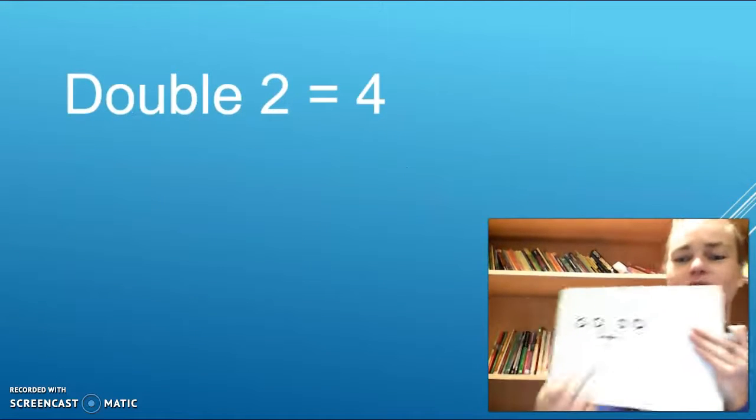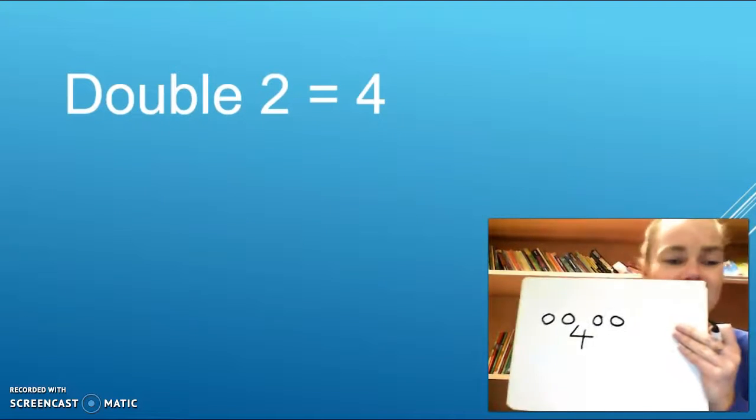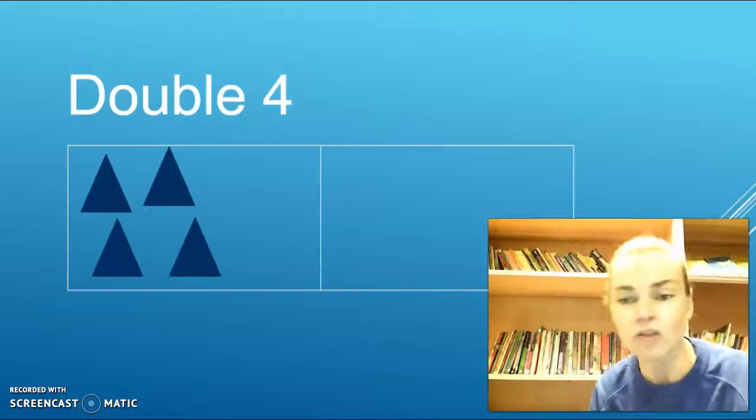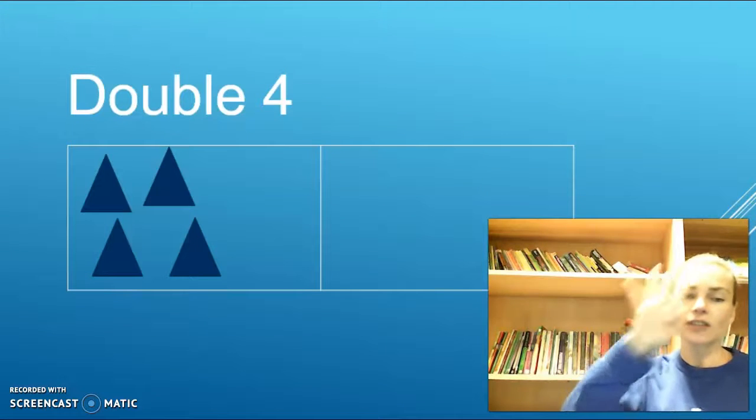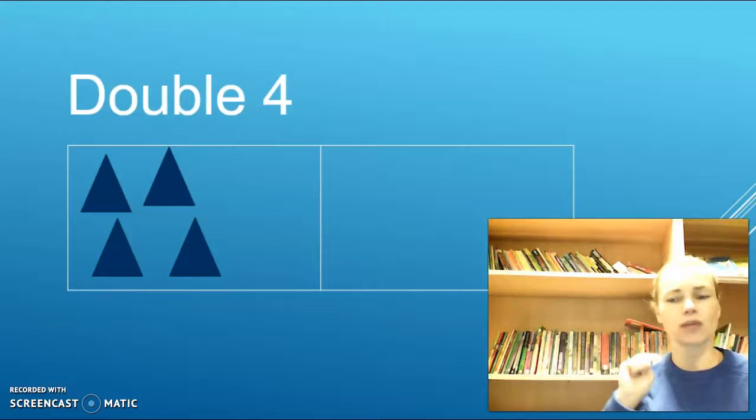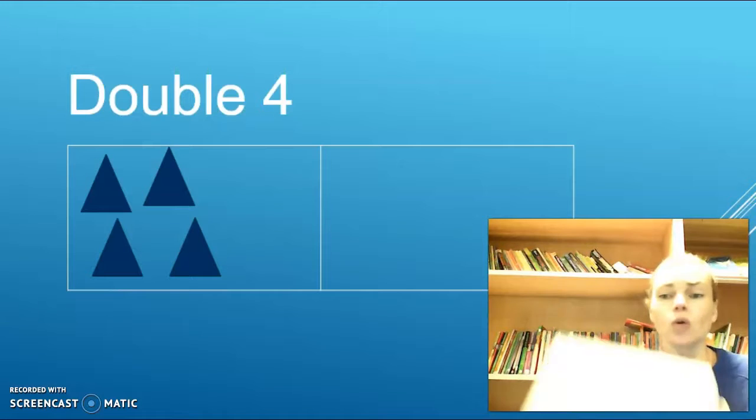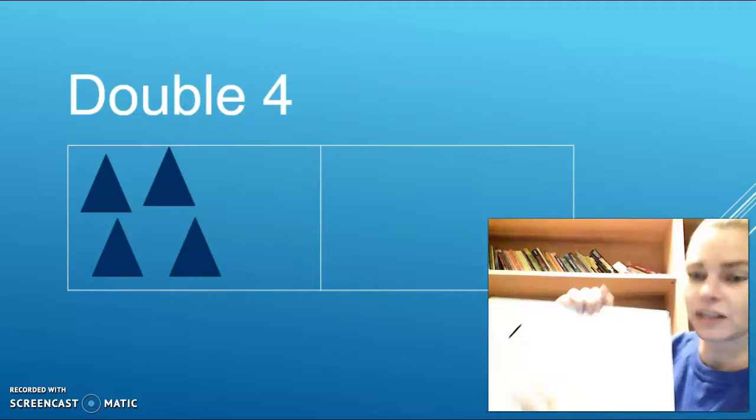And we did. Double 2 equals 4. Well done, reception class. Right, next up, we're going to double 4. Okay, so on the screen you can see 1, 2, 3, 4 triangles. Can you draw 4 triangles for me now, please? I'm going to do that with you.